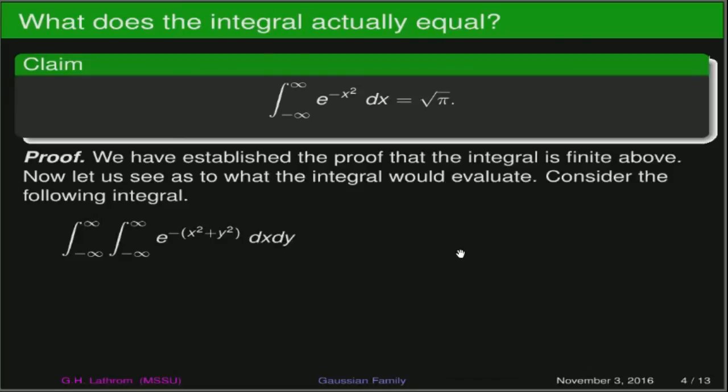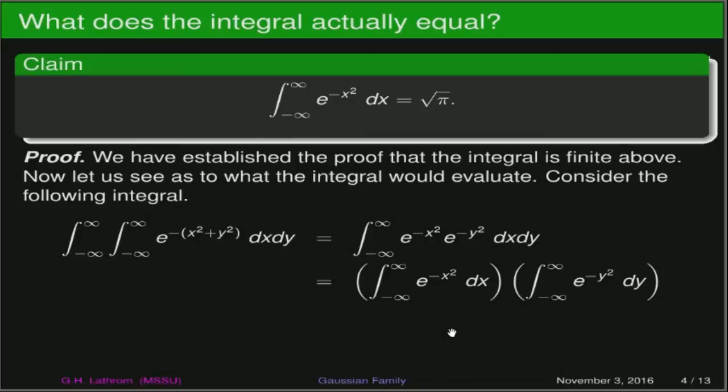And so let's look at the double integral over the entire real plane, so from minus infinity to infinity and minus infinity to infinity for x and y of e to the minus (x squared plus y squared). Well, using our properties of exponentials, we can separate that out into e to the minus x squared times e to the minus y squared.